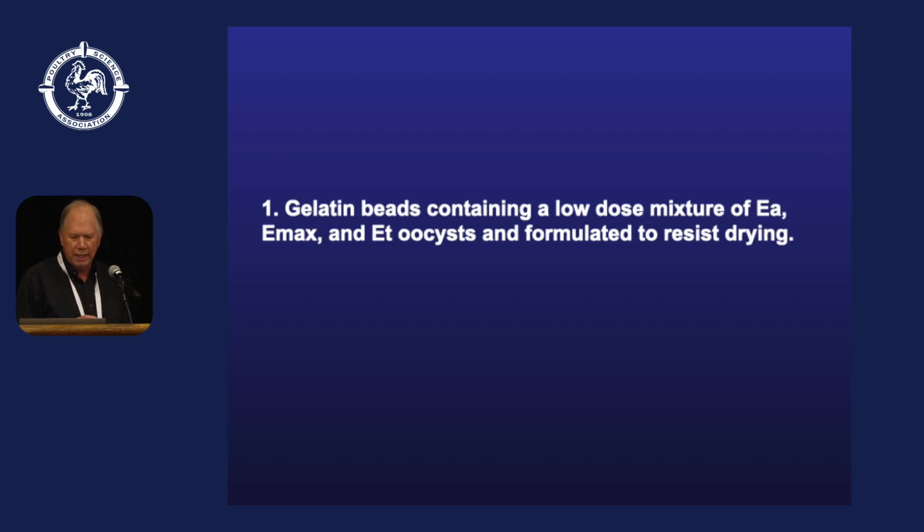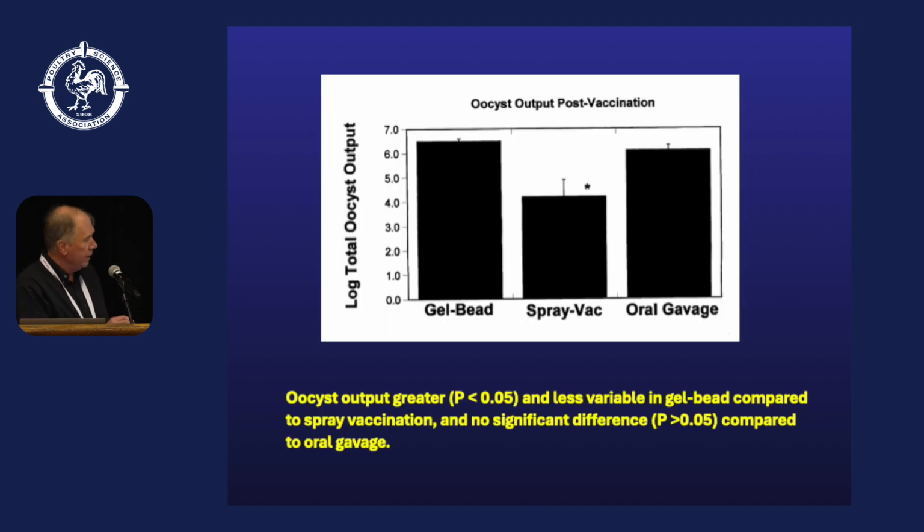So I'm not going to show a lot of data, but what we found is that if you incorporate Eimeria oocysts into gel beads and you put them on feed, the oocyst production in chicks allowed to feed on gel beads containing oocysts is 10 to the 6th to 10 to the 7th oocysts. By spray vac, we don't see that. We see a much lower output, significantly lower than the gel bead or the oral gavage control. The variability is higher also with spray vac compared to gel beads.